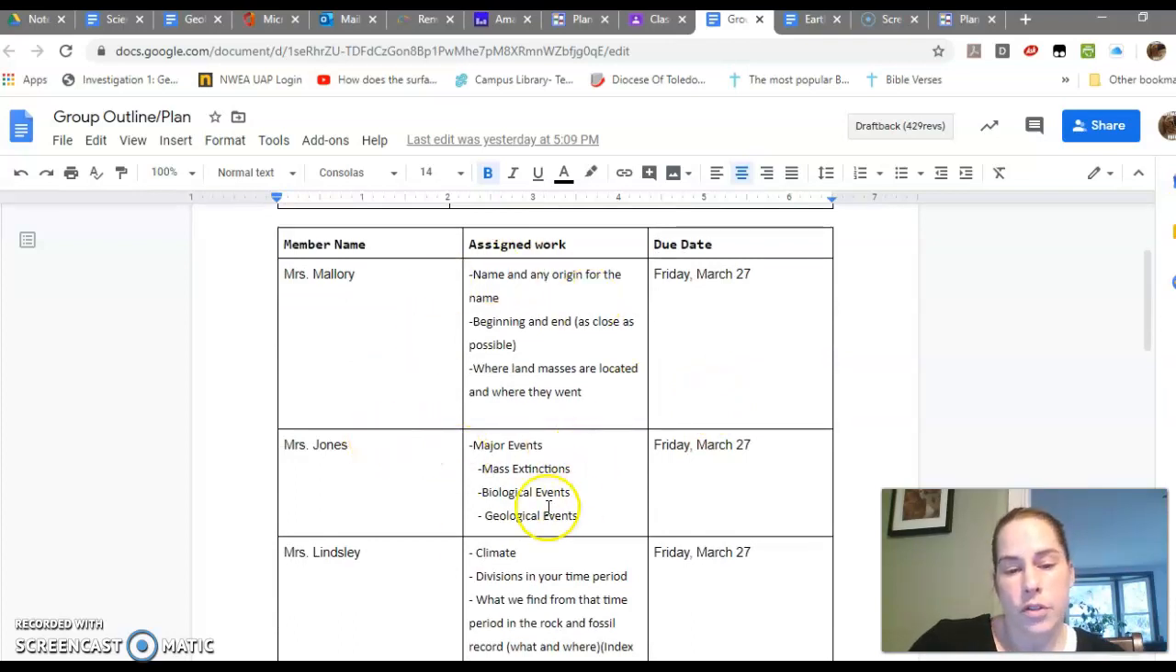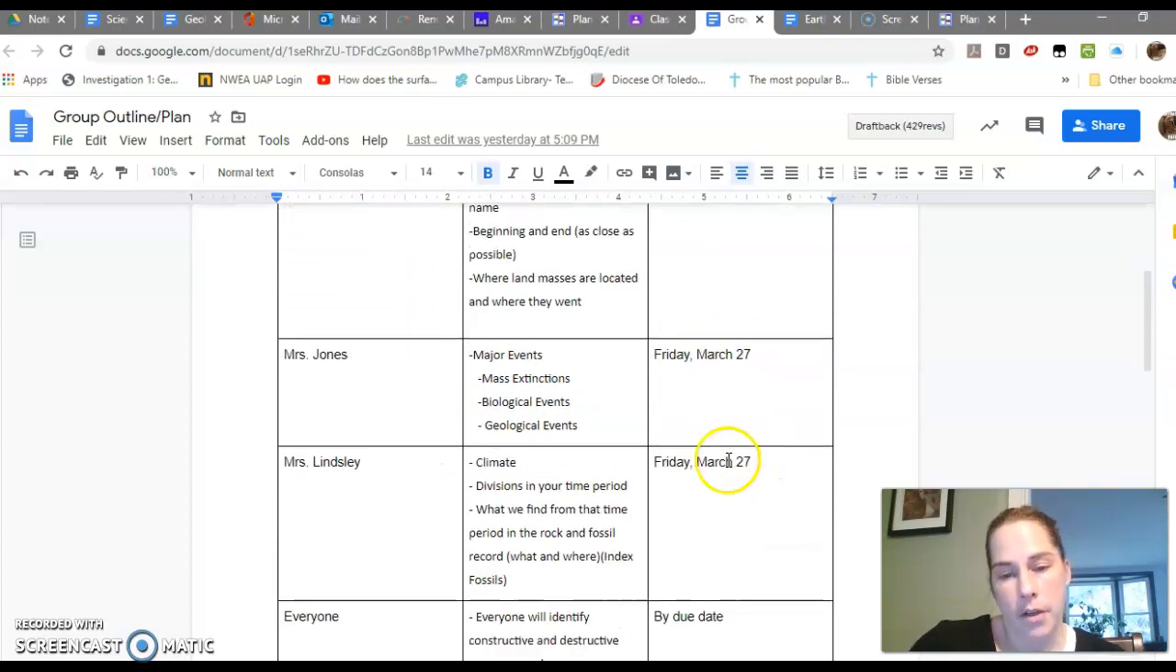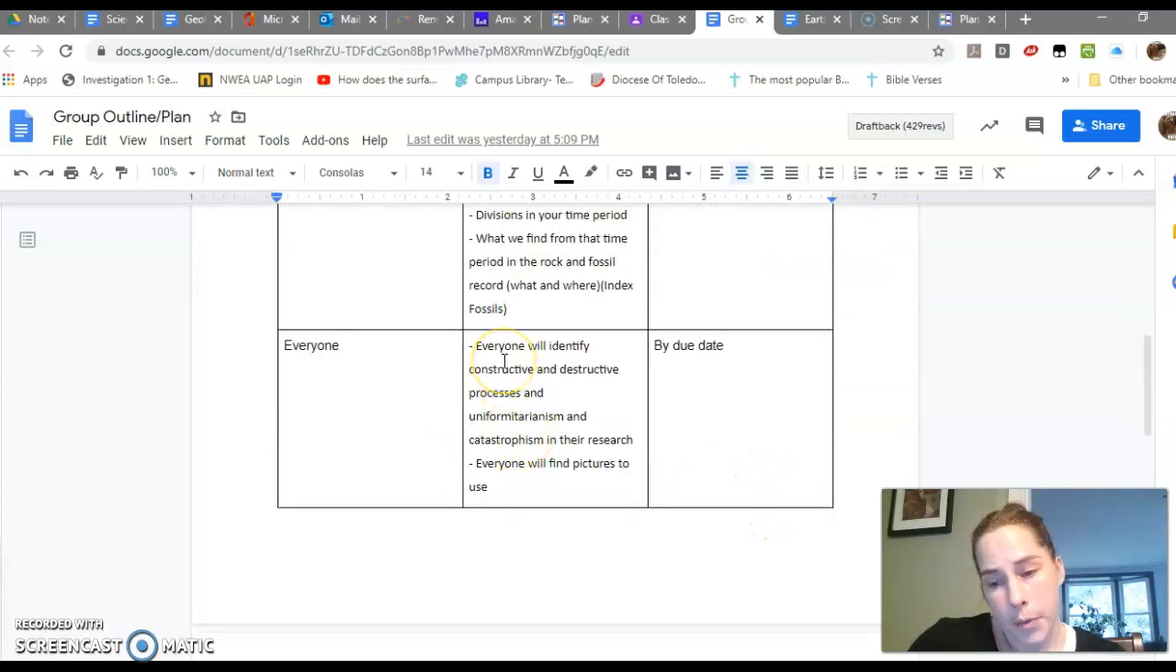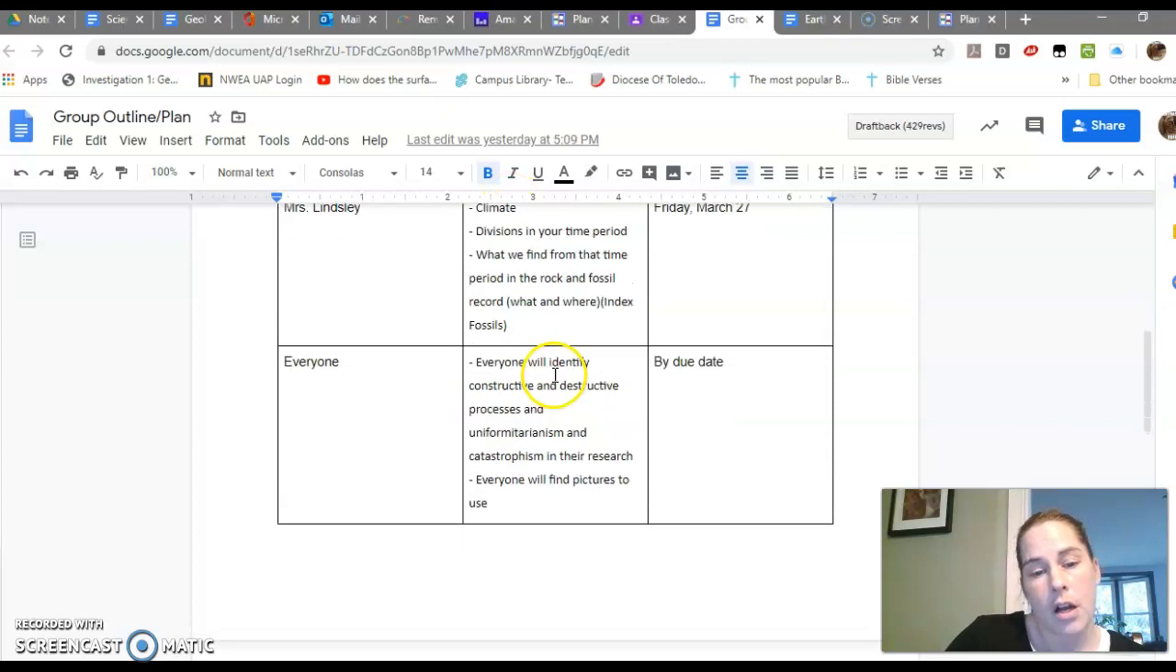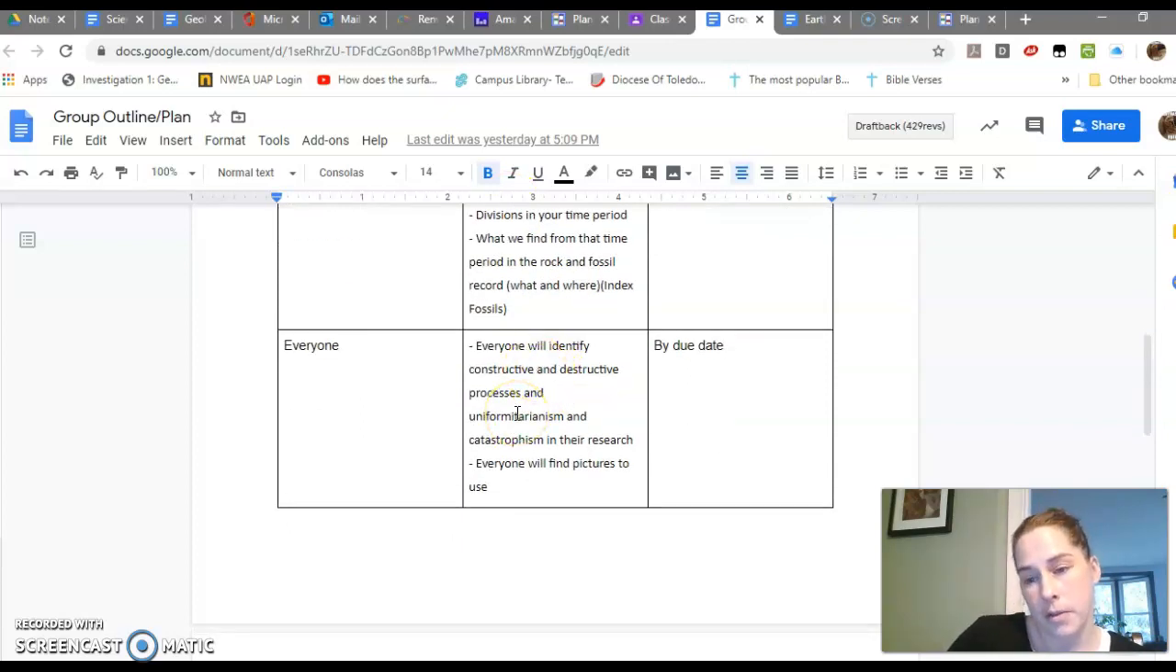So then Mrs. Jones is going to look up this information and have it in by Friday. I'm looking up this information. This is what everyone is going to work on. Everyone in our group is going to identify from what their assignments are, constructive and destructive processes.